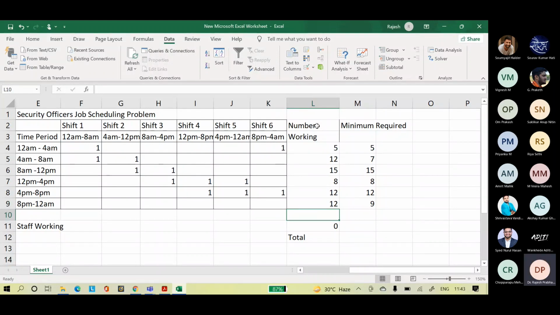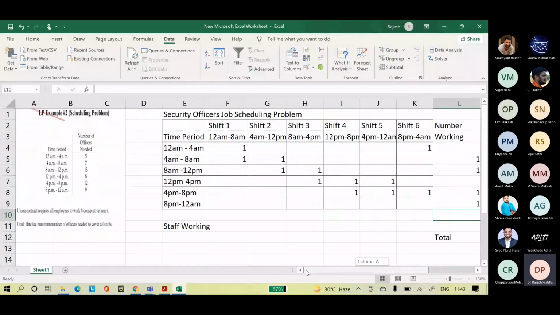Okay, total number working in shift A, how many are there? 12 a.m. to 4 a.m., we have 5.